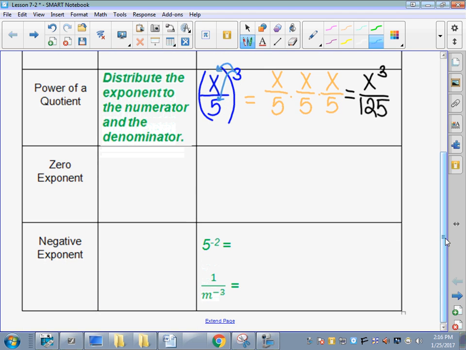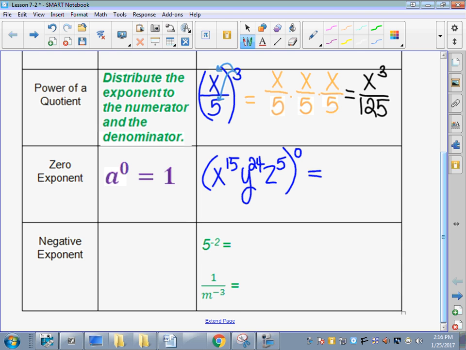Zero exponent is my favorite one. Here's what a zero exponent says. Anything to the 0 power equals 1. So if I gave you a problem like x to the 15th, y to the 24th, z to the 5th, all to the 0 power, that whole thing is going to tell me what is my final answer. Don't be fooled, that's a big 1.